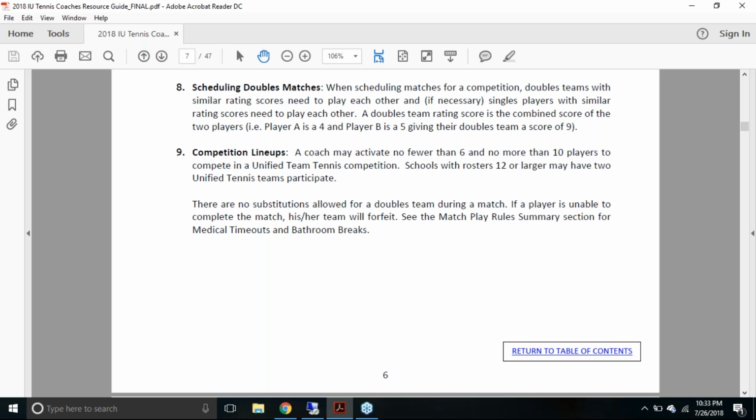But they also must be in the same court level. If it's a red ball doubles team, they must play another red ball doubles team. They cannot play an orange ball doubles team.